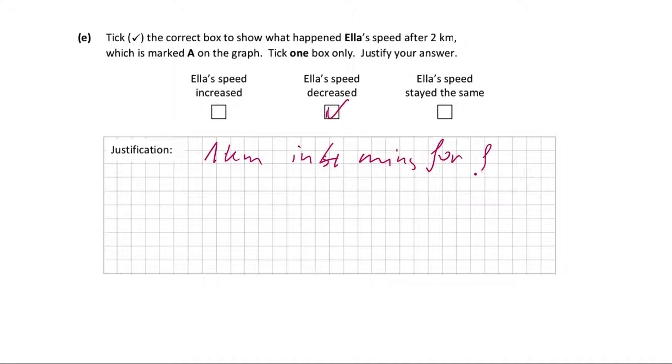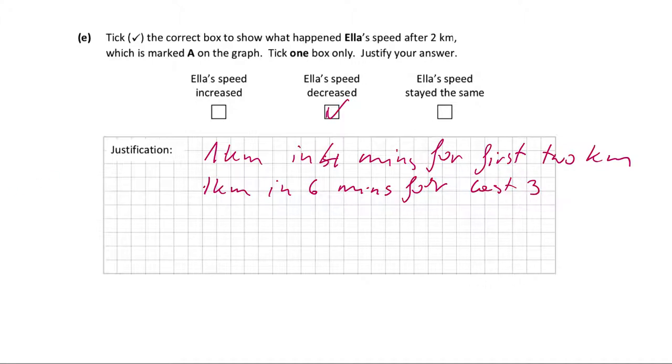for first 2, and then she did 1 kilometer in 6 minutes for last 3. So that's the correct justification.